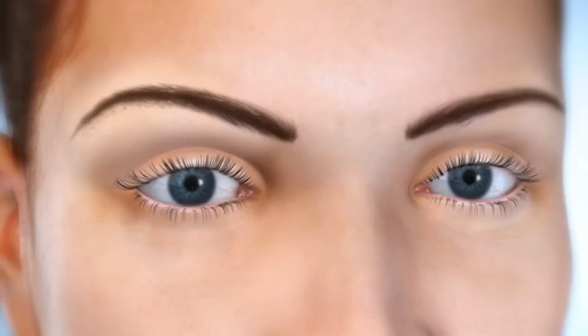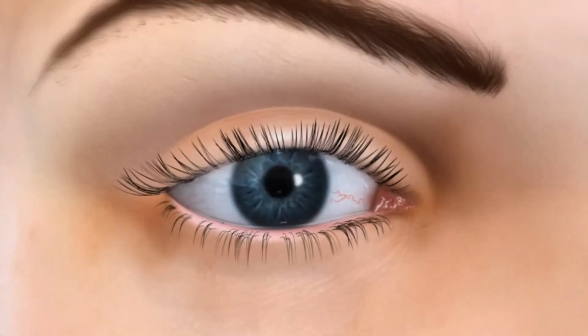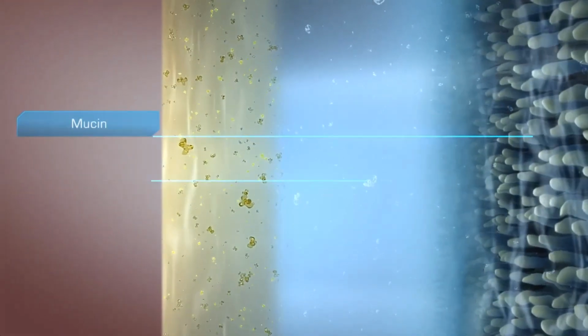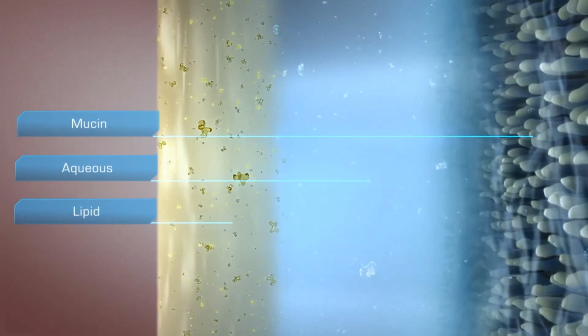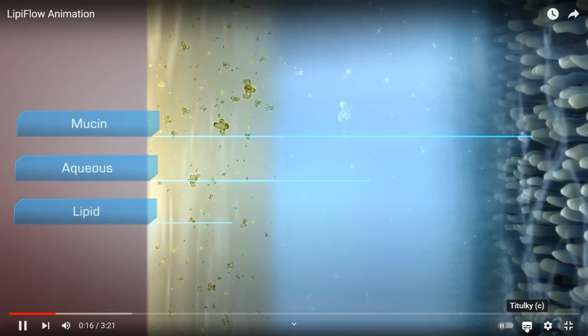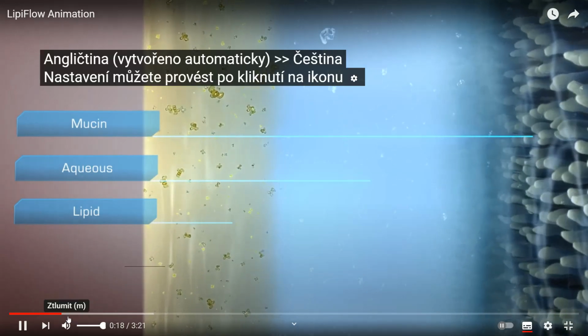The primary components of tears: mucin, aqueous, and lipid combine to create a complex viscoelastic structure. This complex structure is responsible for a multitude of important functions.